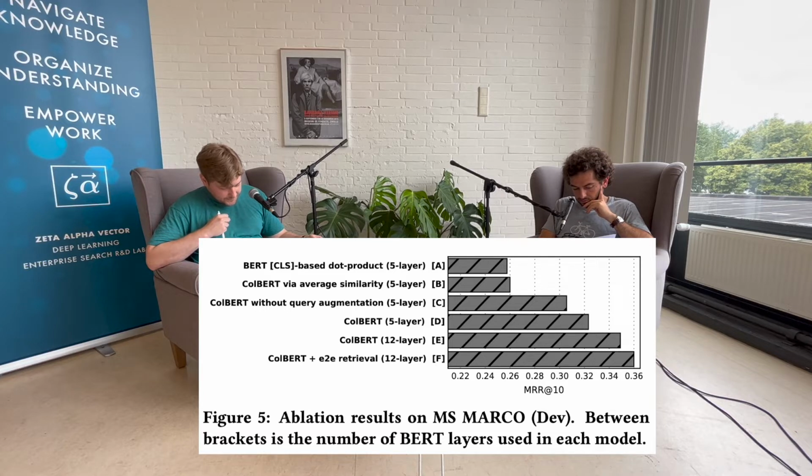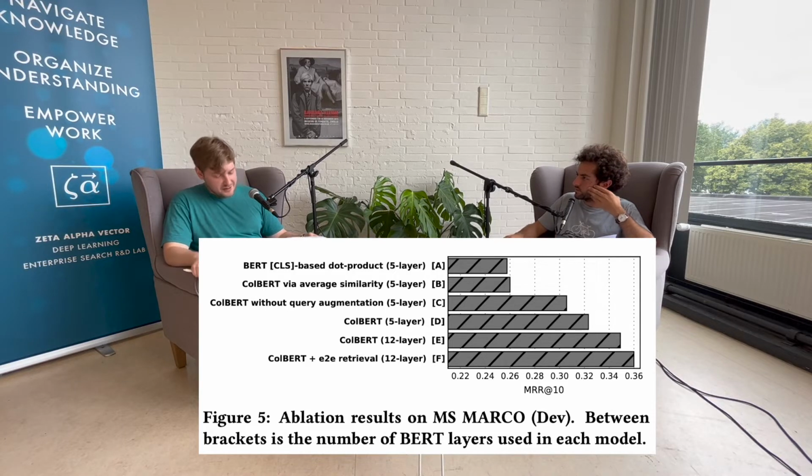Right. Which clearly degrades from 0.32 to 0.26 or something like that. Yeah, it's a very large difference. And I think that's very interesting because when you think about it, the MaxSim score doesn't have any learned parameters, right? So it's kind of, I don't know how to describe it.